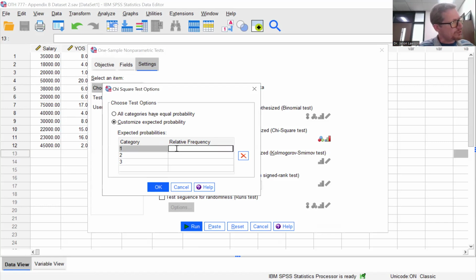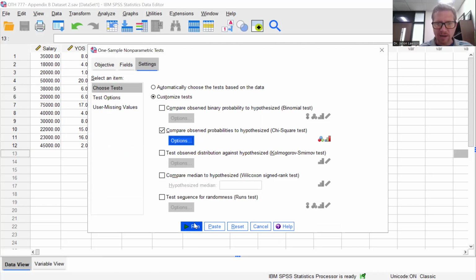Our practice exercise prompts us to put our relative frequencies at 20%, 50%, and 30%. Again, I'm just entering the number and hitting the down arrow. So our category values are 1, 2, and 3, and our relative frequency values are 20, 50, and 30. Now we can hit OK, and then we can hit run.